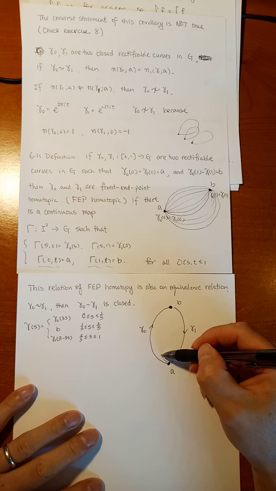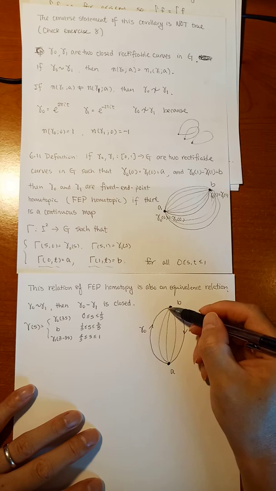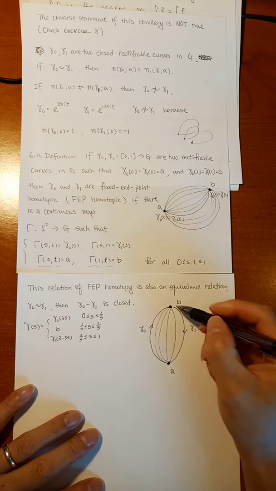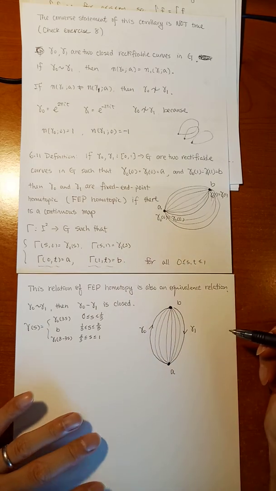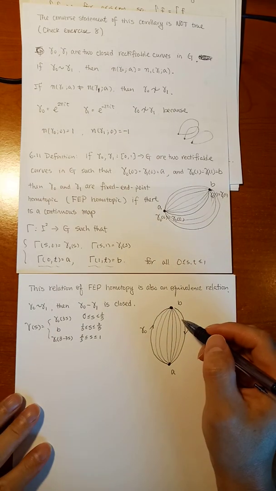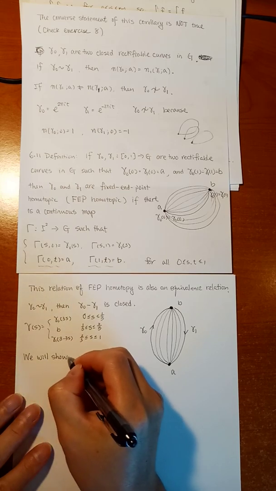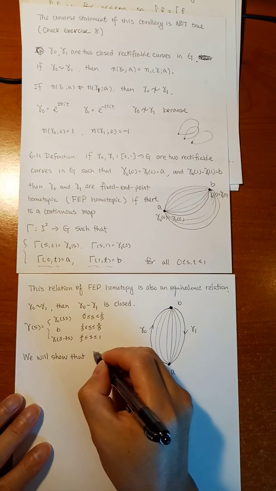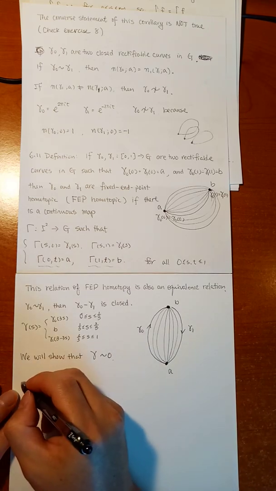Okay, remember that we have a lot of curves. I'm going to show that this gamma is homotopic to 0. I'm going to show it is homotopic to 0. So how do I show it? I'm going to construct the following lambda, capital lambda.